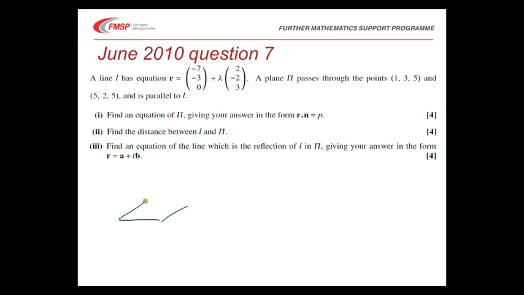So a quick sketch of what's going on here. We've got a plane with 2 points in it. We've got a line that's parallel to this plane, at the same distance away at every point. So we're asked to find this plane, find this distance down to the plane, and then in the last part find a line that's the mirror image, or the reflection, of that first line in the plane.